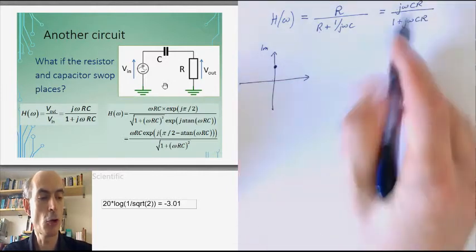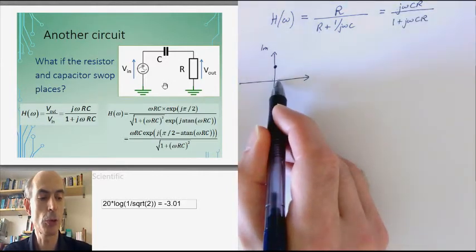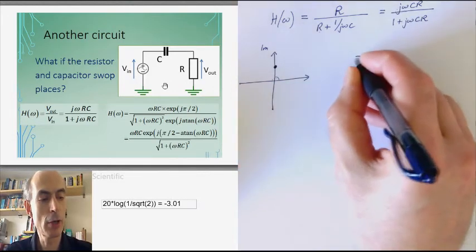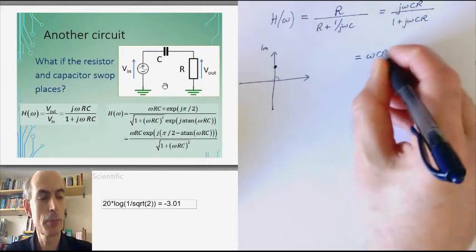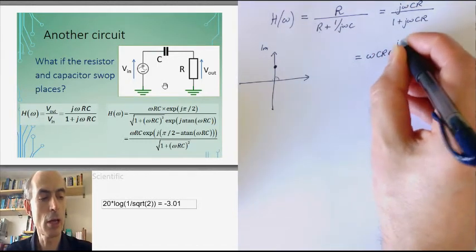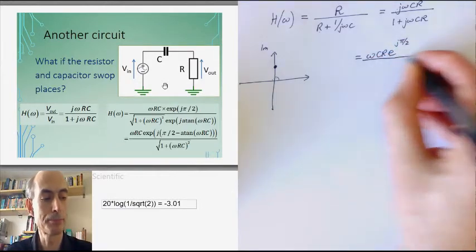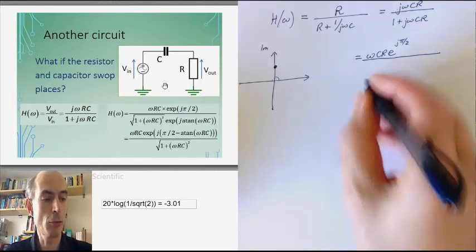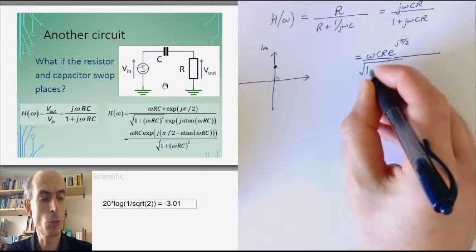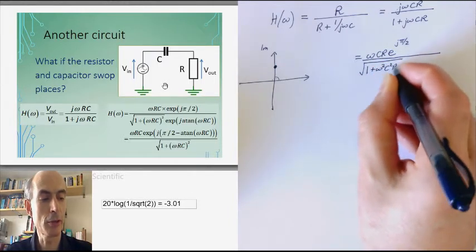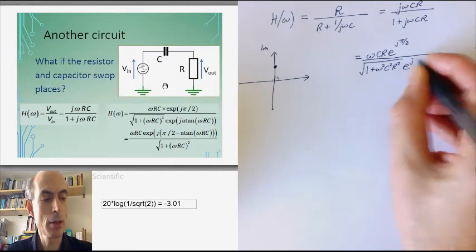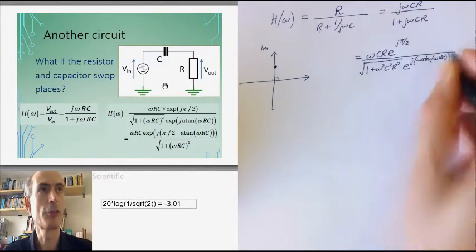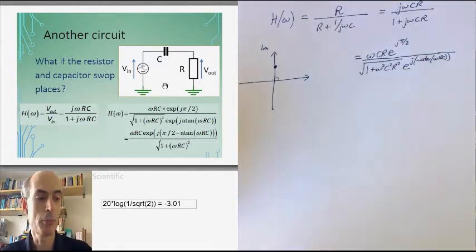Its magnitude is omega CR. Its phase is always going to be 90 degrees, or pi over 2. So I could write that numerator term there as omega CR times e to the power of j pi over 2 in its polar form. The denominator here is exactly the same denominator as we've seen before. So we could immediately write that as 1 plus omega squared c squared r squared e to the power of j minus the arctangent of omega RC. It's just exactly the same as the case that we've done before.